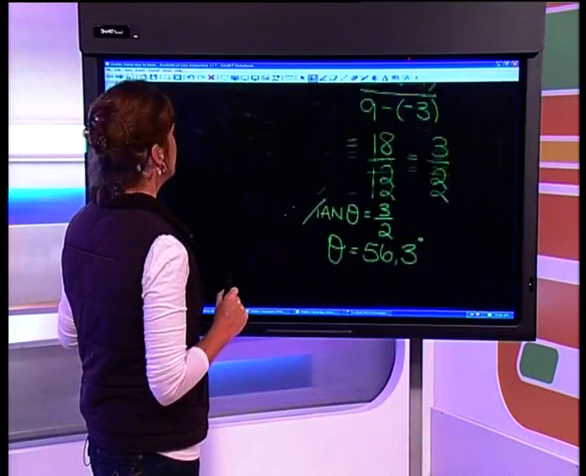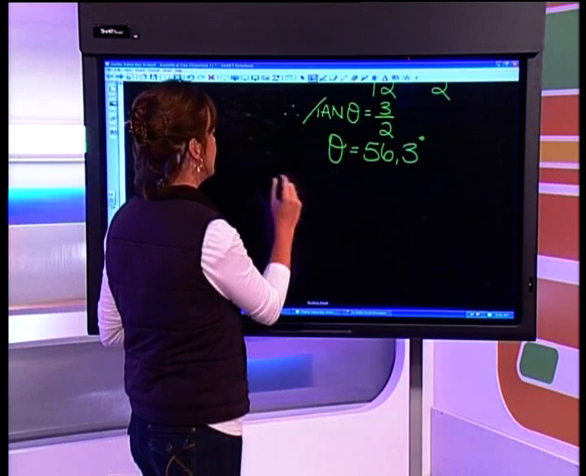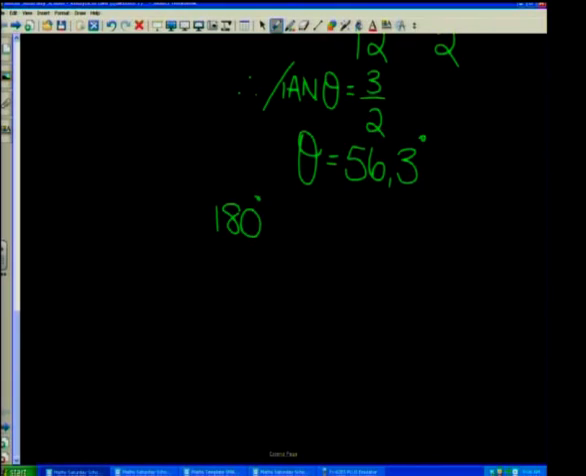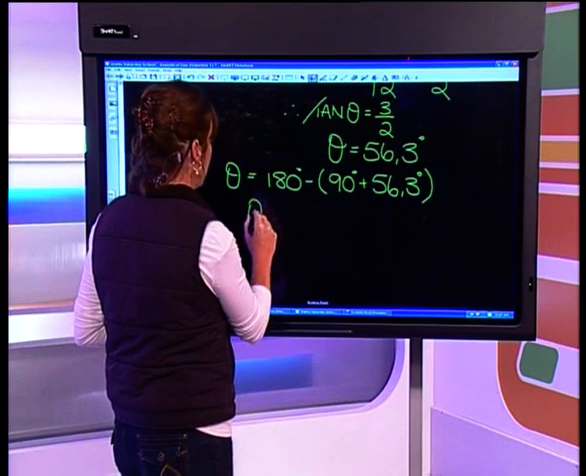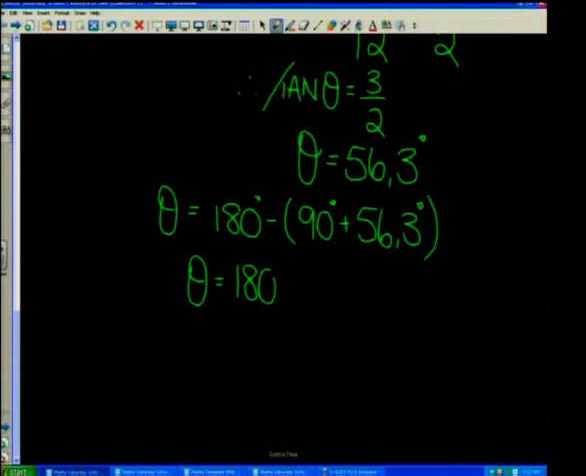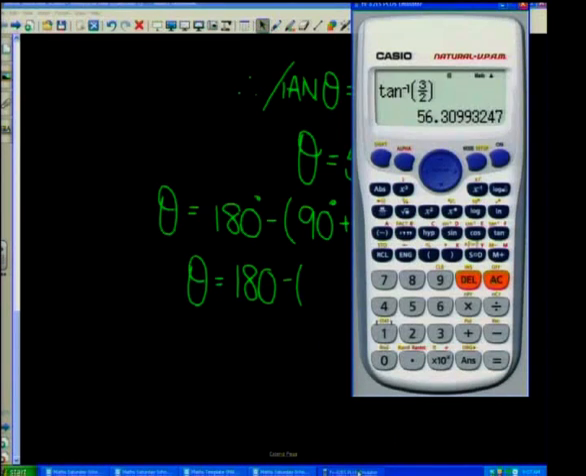So our final calculation to find our theta is going to be this. We are going to say 180 degrees minus the 90 degrees that is at the origin, plus the 56.3 degrees that we found in our previous working out. And that is going to equal the missing angle of theta that we need to find. So 180 minus, let's quickly just work out, 90 plus our 56.3. And that is giving us 146.3.